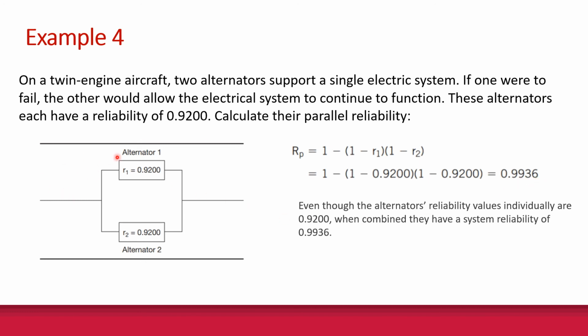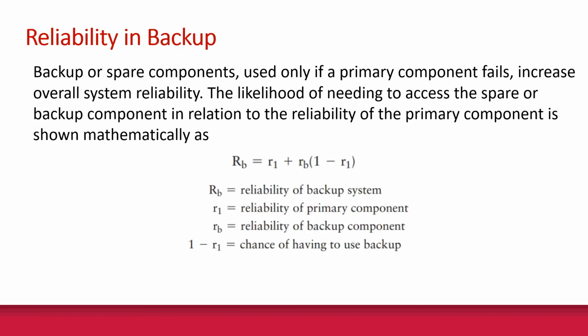So here you can see the advantage of systems in parallel, because even though each individual alternator has a reliability of 0.92, the overall combination has a much higher reliability. You can also have reliability in backup systems, like a lot of batteries have a spare backup. So for backup systems, we rely on this formula here. R1 is the reliability of the primary product, and RB is the reliability of the backup. So typically, if you have a battery and you have a battery backup, R1 is the battery and RB is the backup battery.